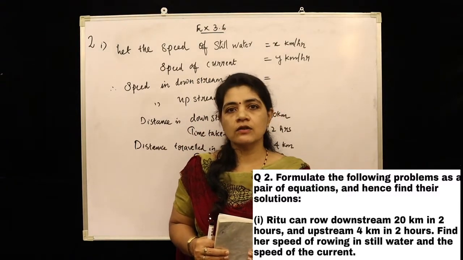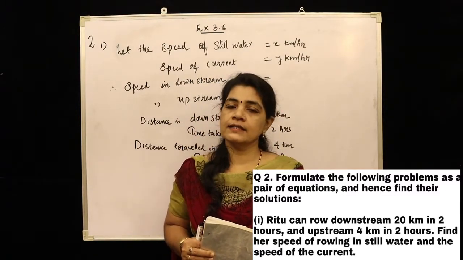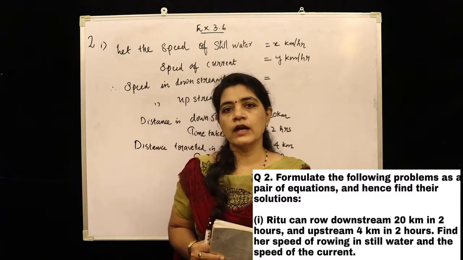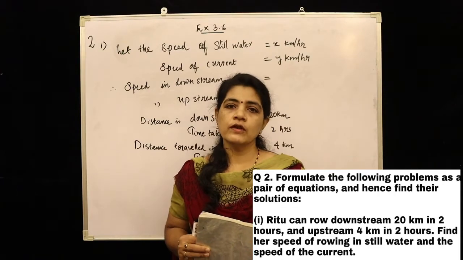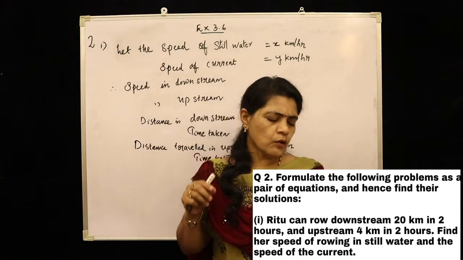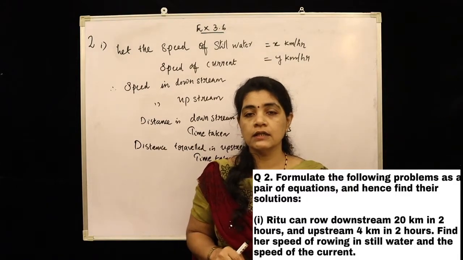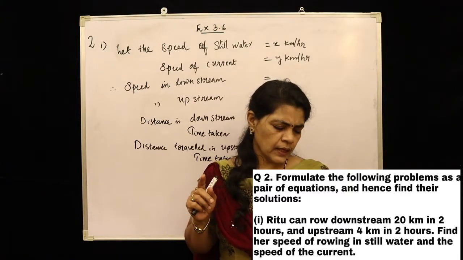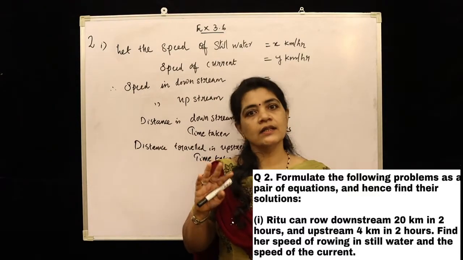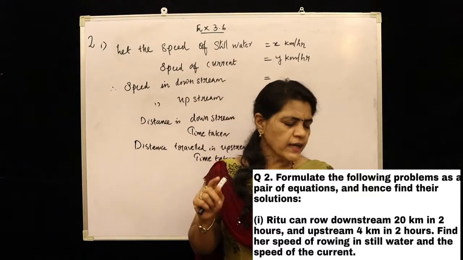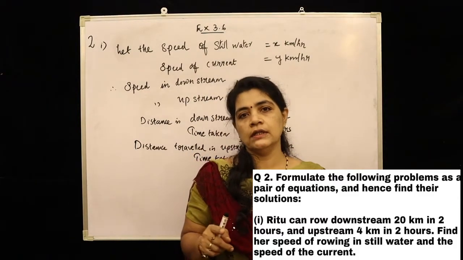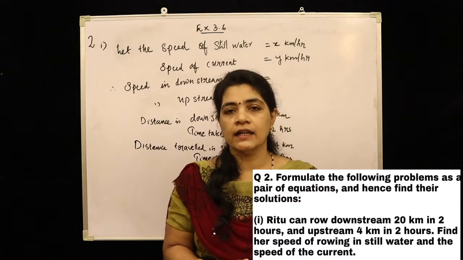In this video we are solving the word problems of exercise 3.6, that is question number 2, and under this question number 2 we have 3 sub questions. So first we are moving to the first question, that is: Ritu can row downstream 20 kilometers in 2 hours and upstream only 4 kilometers in 2 hours. Find her speed of rowing in still water and the speed of the current.